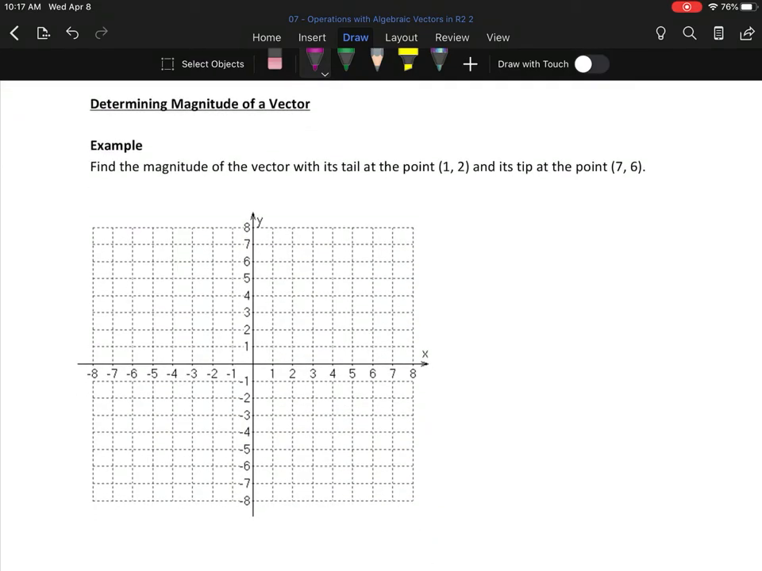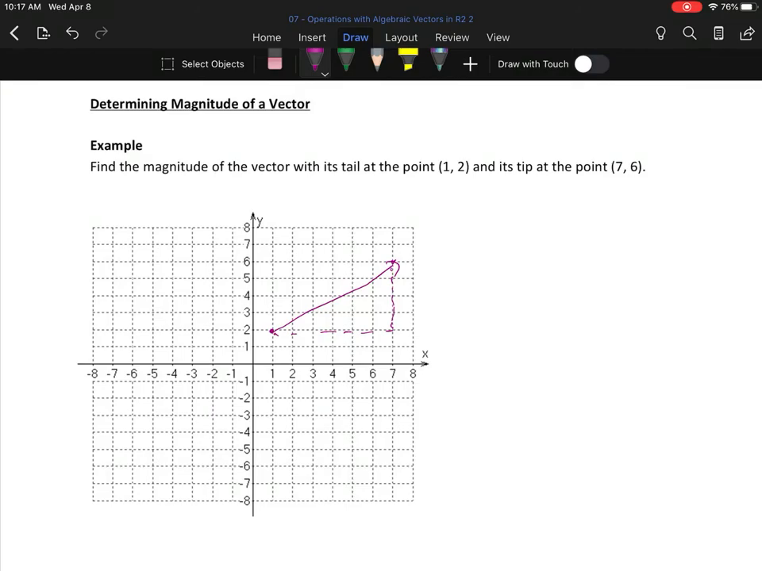Now, if you want to determine the magnitude of a vector, if this one has its tail at 1, 2, so there's the tail, and the tip is out at 7, 6, so that's out here. So there's the vector there. And if I want to find its magnitude, well, I can just use the Pythagorean theorem, or length of a line segment, same thing we've always done in this situation.